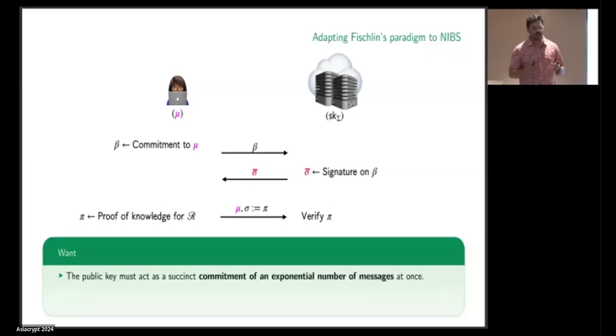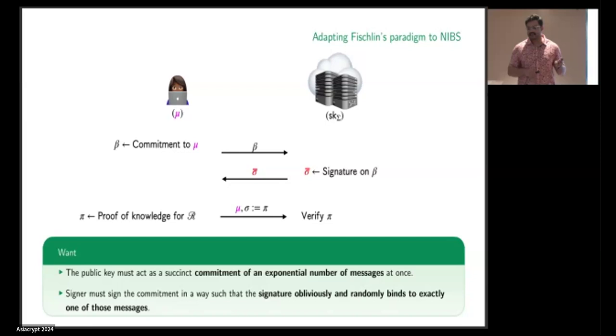So now, given this, we asked, how can we adapt this to the non-interactive setting? What we realized is that the user's public key in the non-interactive setting should somehow act as this commitment. However, the issue is that we only have one public key, but somehow we want the user to be able to extract an unbounded number of signatures. In other words, the public key should act as a succinct commitment to an exponential number of messages.